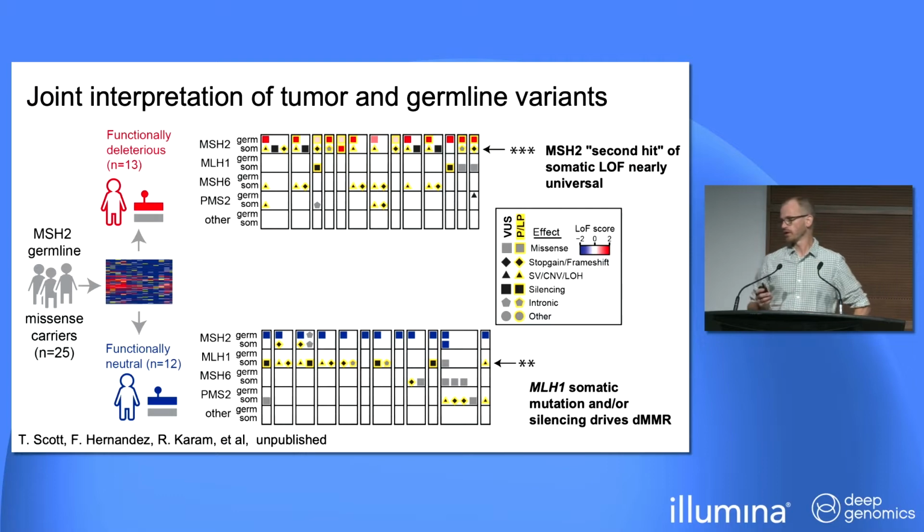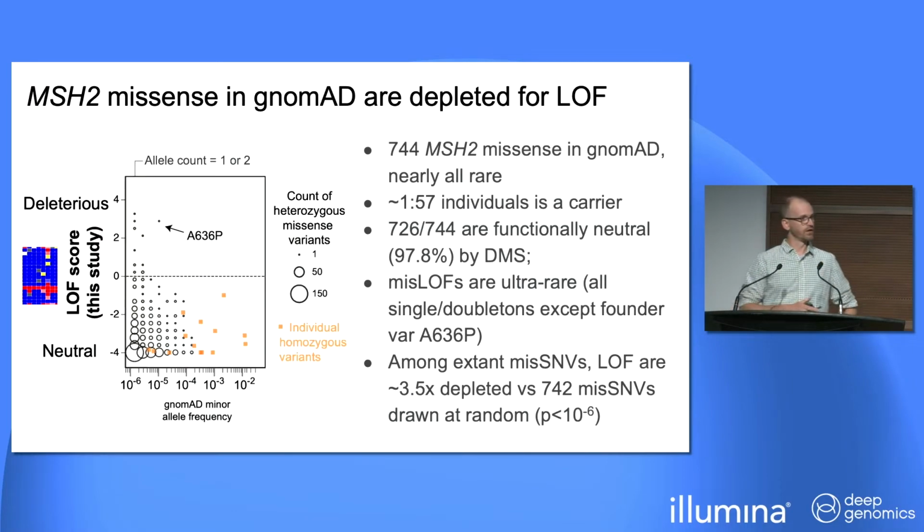We compared our MAVE function scores to standing variation in the population. We find that around 1 in 57 individuals in gnomAD, if you do the cocktail napkin math and just add up the allele frequencies of really rare alleles, are carriers of rare missense alleles, and almost 98% of those standing missense alleles appear to be functionally normal by deep mutational scanning.